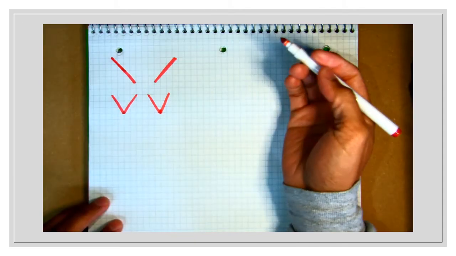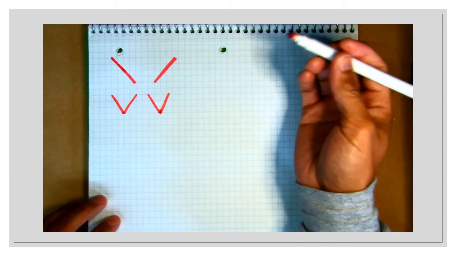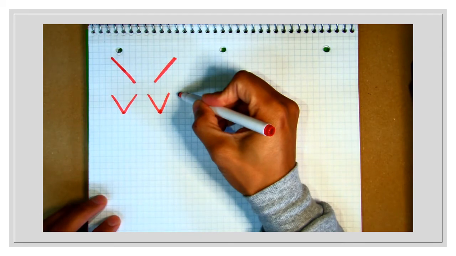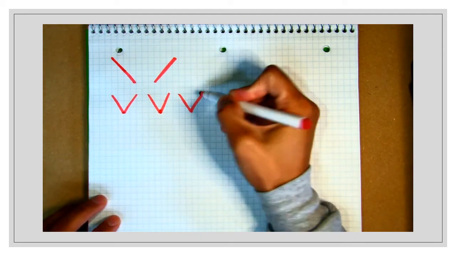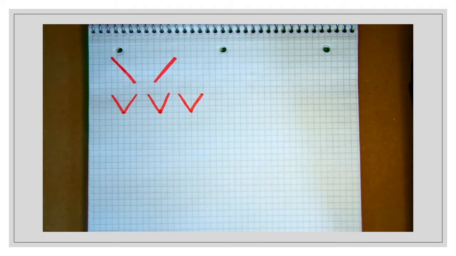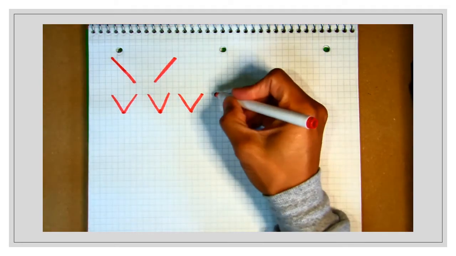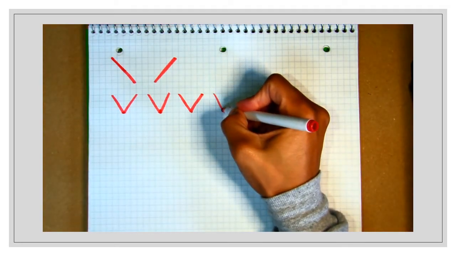You might have noticed that I was about to write my V with a slant down, and then I slant up. You could also do that if you'd like, if it works out better for you. Slant down, slant up.